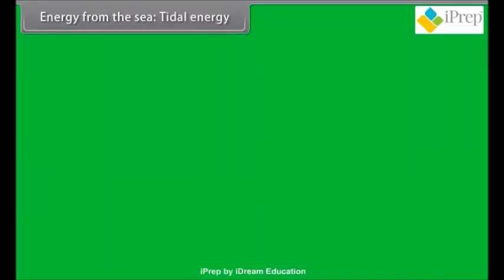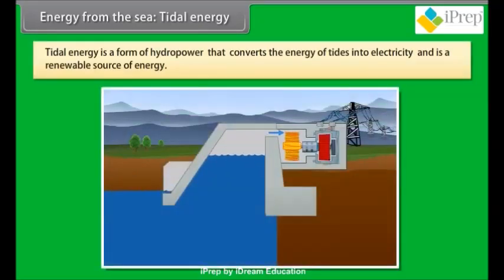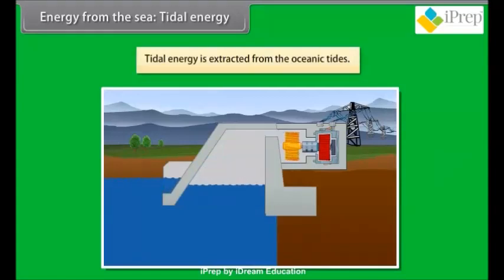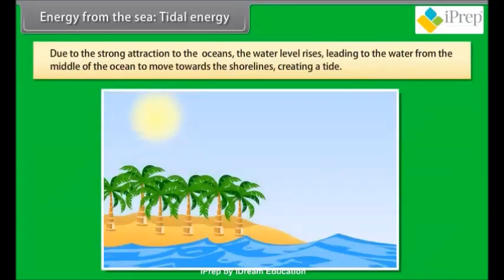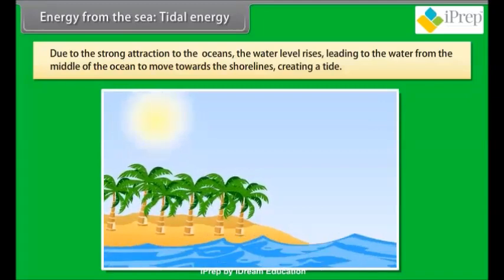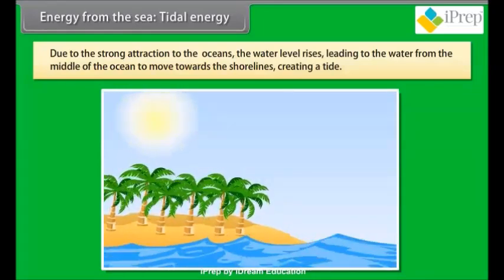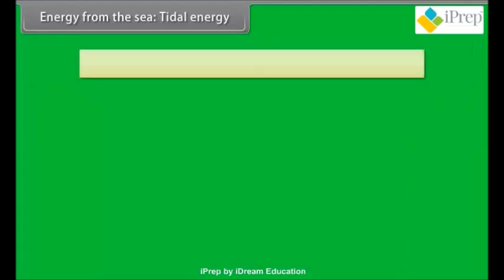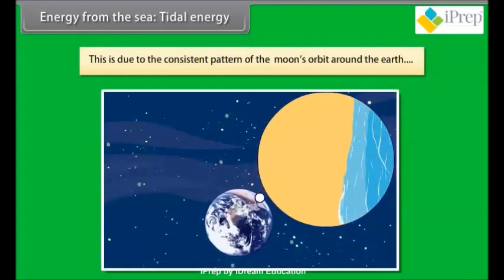Energy from the sea. Tidal energy. Tidal energy is a form of hydropower that converts the energy of tides into electricity. This is a renewable source of energy. Tidal energy is extracted from the oceanic tides. Tidal forces are periodic variations in gravitational attraction exerted by the moon. This force creates motions or currents in the oceans. Due to the strong attraction to the oceans, the water level rises. This leads to the water from the middle of the ocean to move towards the shorelines, creating a tide. This is an unfailing occurrence due to the consistent pattern of the moon's orbit around the Earth.